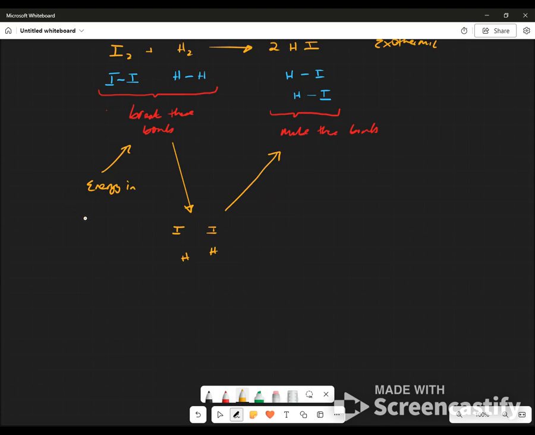So breaking the bonds is endothermic, and making the bonds, energy comes out here. Energy out, and that's called exothermic. Okay, so there you go. That's what's happening when we have a reaction. We have to break the bonds initially, and then we have to reform the new bonds.